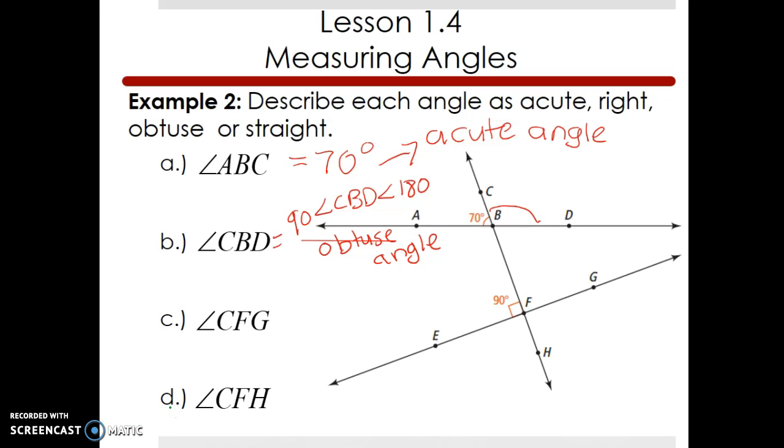Next one is CFG. So CFG. That's a 90-degree angle, so it is a right angle.